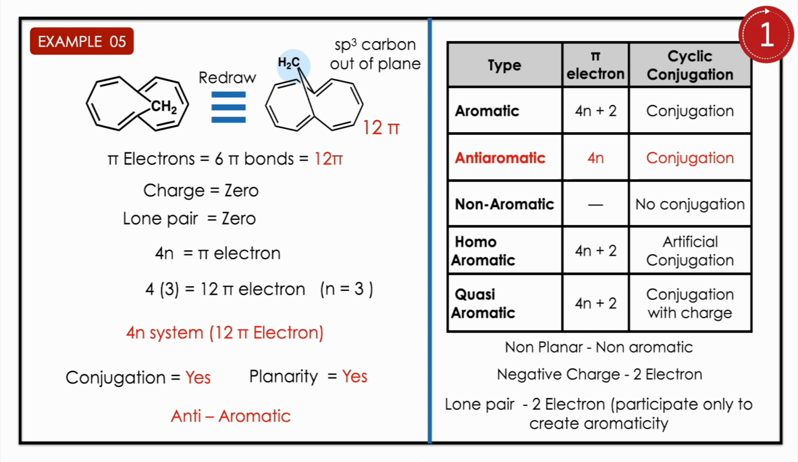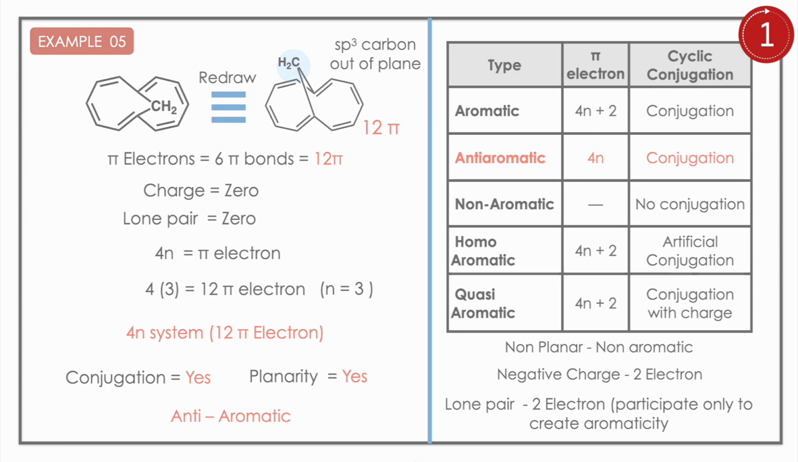Conjugation is definitely there because CH2 goes out of the plane, giving the space for conjugation. Definitely the rings are planar. So it is yes. So 4n pi electrons, conjugation, planar mean anti-aromatic.